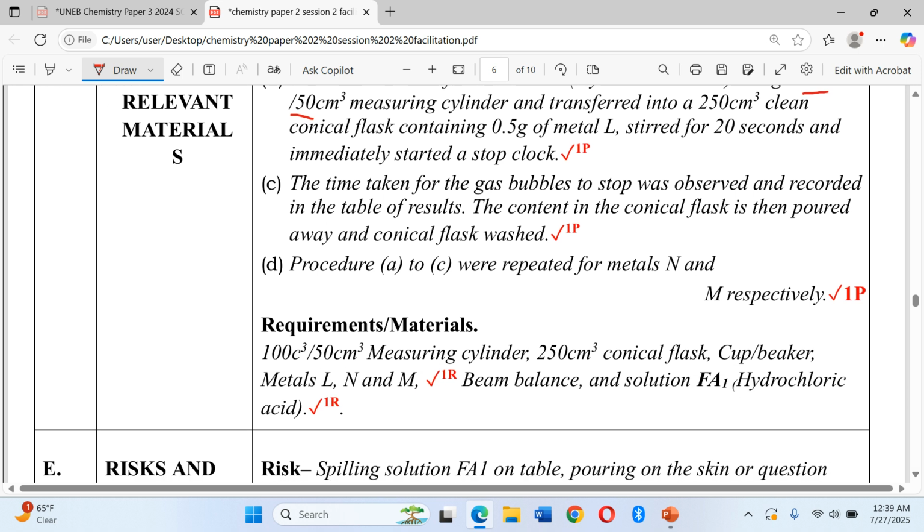What are the requirements needed? Here you don't need to put both of these things. Choose one, the one you're using. So you have a measuring cylinder, a 250 cubic centimeter conical flask, a beaker. Don't put a cup or a beaker. Put a beaker if it is the one you have. Then metals L, N and M. We have a bin, a balance and solution Fa1. So those are the requirements.